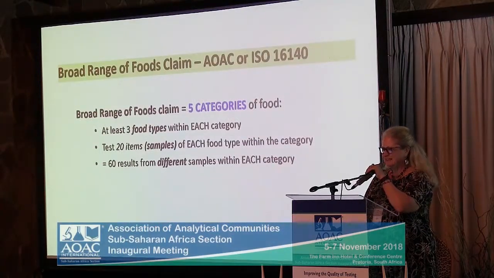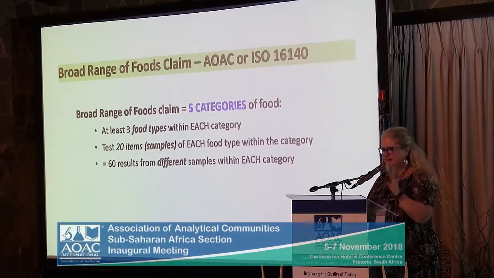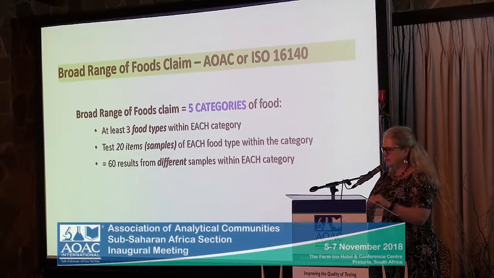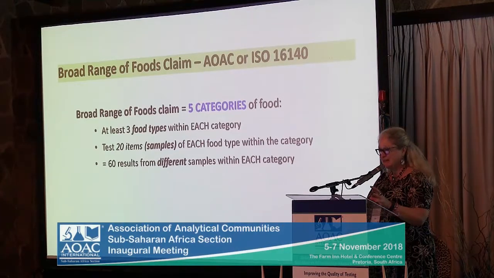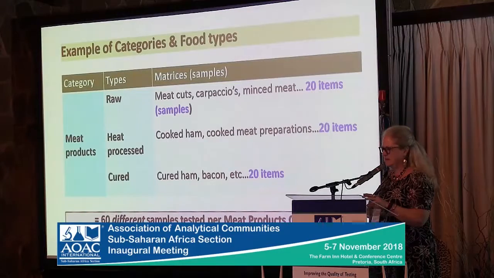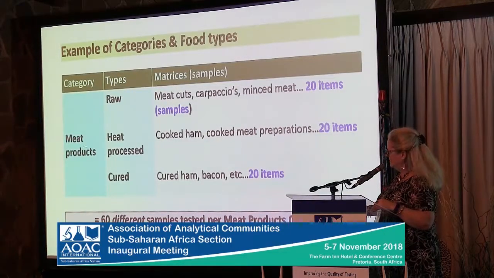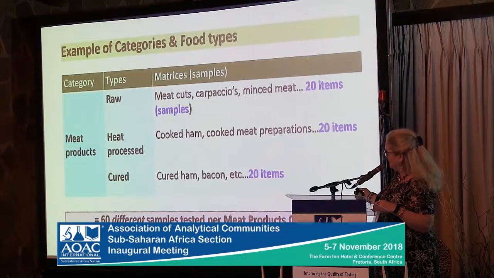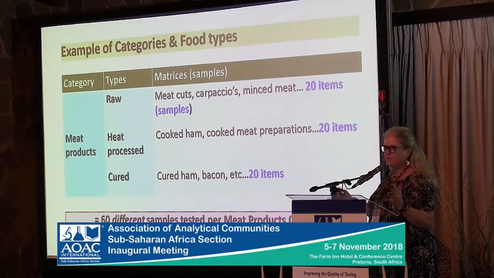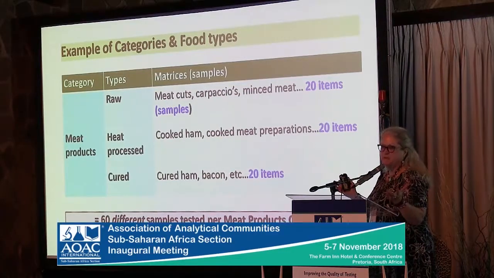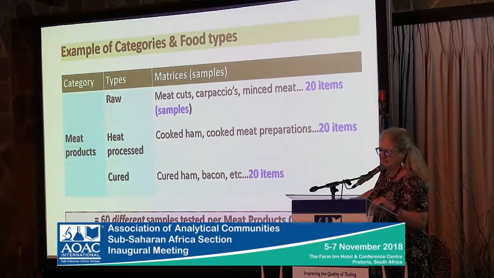So, I tried to explain a little bit. If you test 5 categories of food, you are asked to do at least 3 different food types, the types of food within the categories, and then 20 different samples from each of those food types. So you're testing at least 60 different kinds of food types from that food category. And this might help make it a little easier. So if you're looking at meat products, here are 3 different types of meat, and then within each of those types, 20 different kinds of samples. So you're getting a wide variety when you're making the claim that my method works for meat, because I've tested a lot of meat.